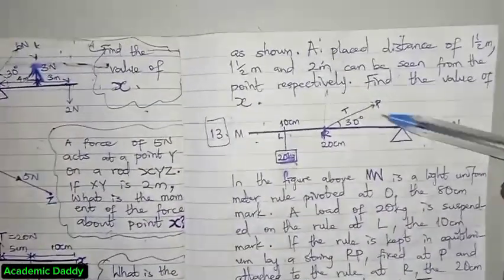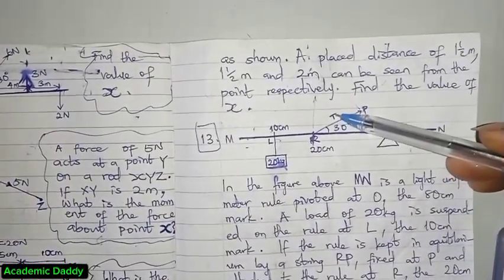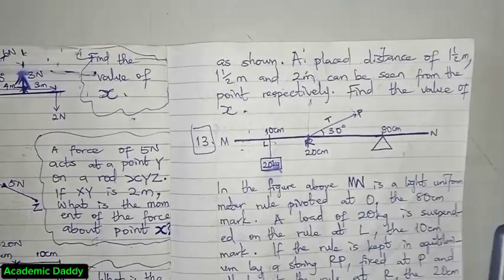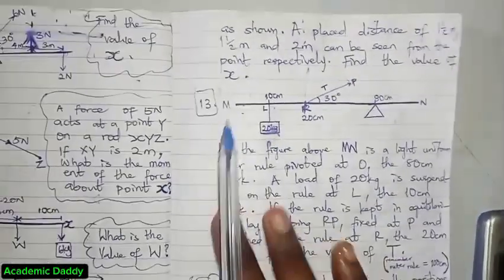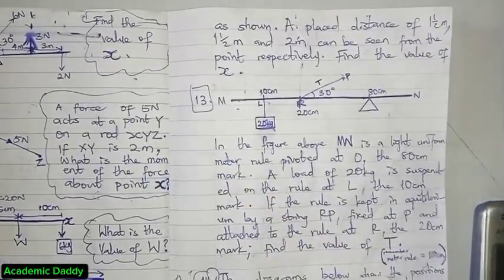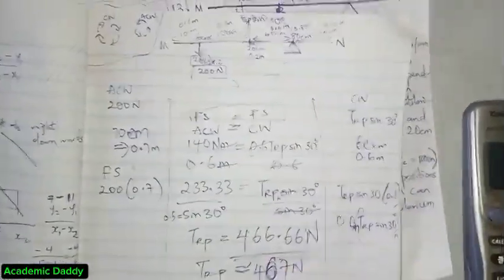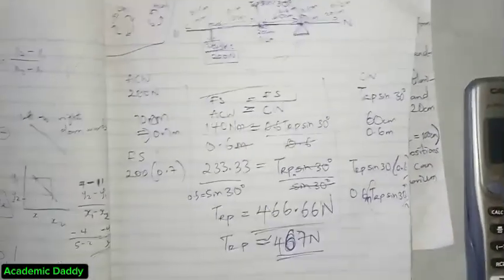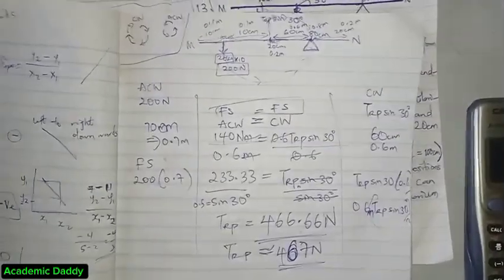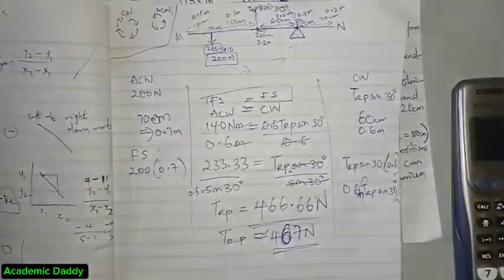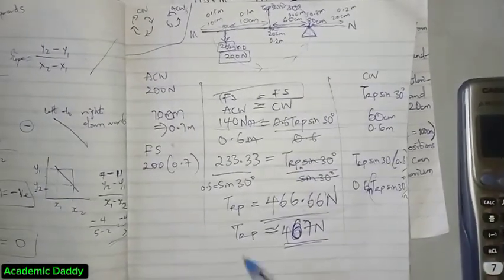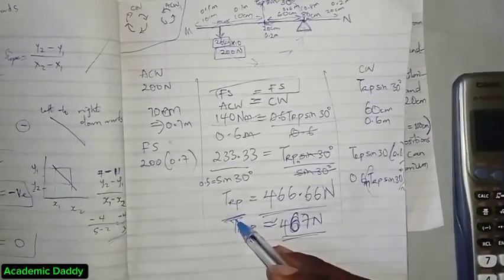So this T that they're asking me to find is actually going to be 467. So solve it to get your own answer, and we are correct. If you don't get our answer, you are wrong. We have the correct answer. So this is our T, and that T is the tension in RP.